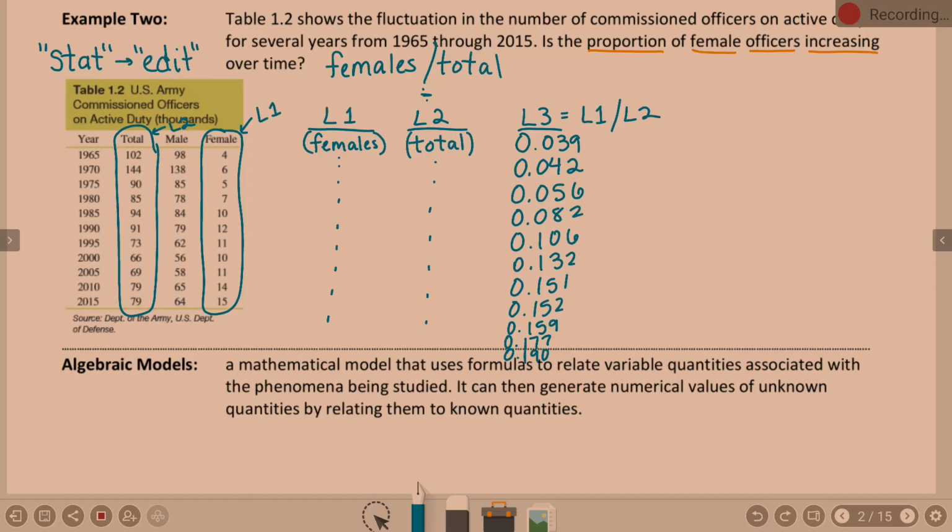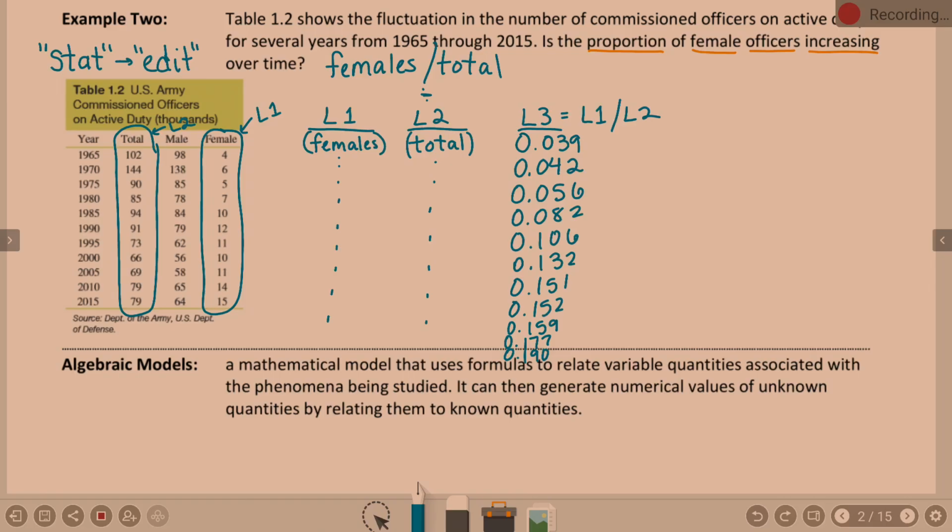With that in mind, we have a question to answer. Is the proportion of female officers increasing over time? Yes. Right? Okay, now, one thing I didn't do: these came up as decimals because of how we set them to be, yes?